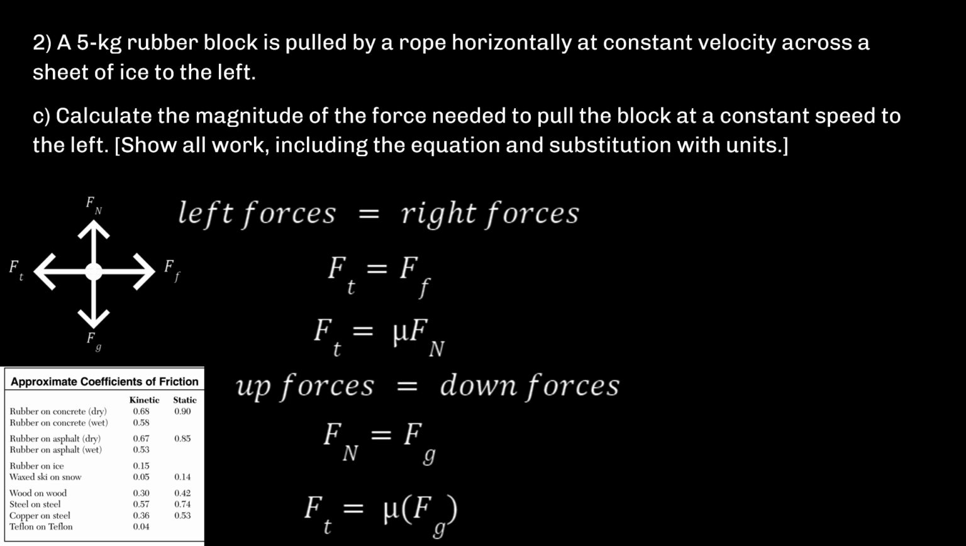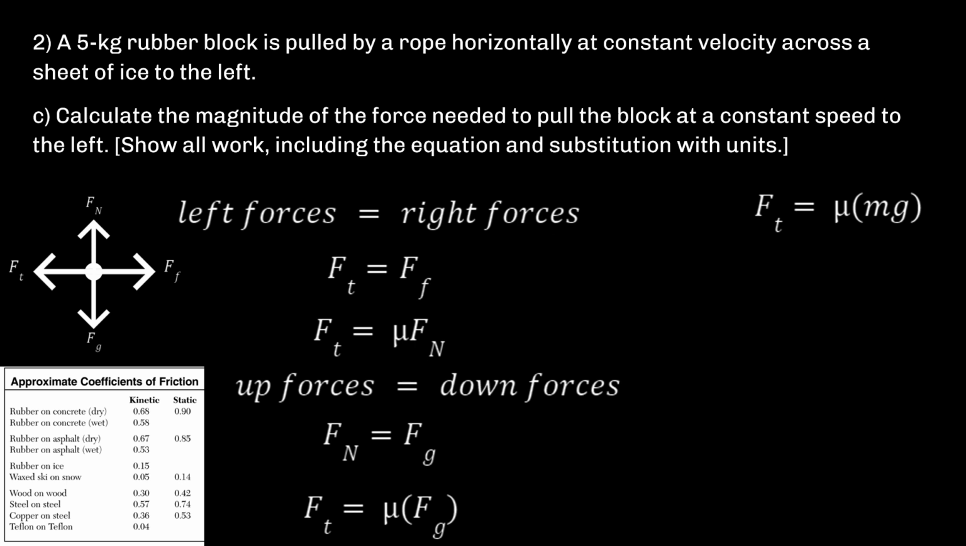Then, since we are given the mass here, I can't just plug in 5 kilograms for Fg because that is not newtons. I need to convert this to newtons. So I need to have my equation here for Fg, which is mass times the gravitational field strength. So I'm going to have here Ft is equal to mu times the equation of Fg, which is mg. Again, it's also on the Regents reference table, just written out a tiny little bit differently. Then I can now plug in with my units.